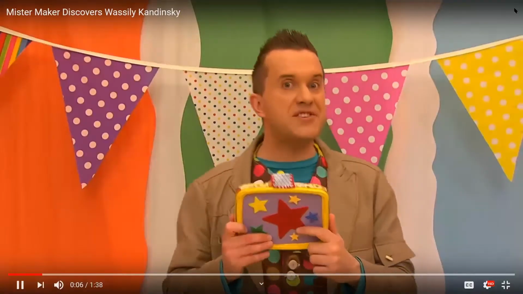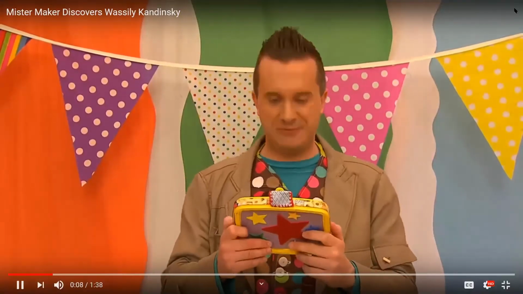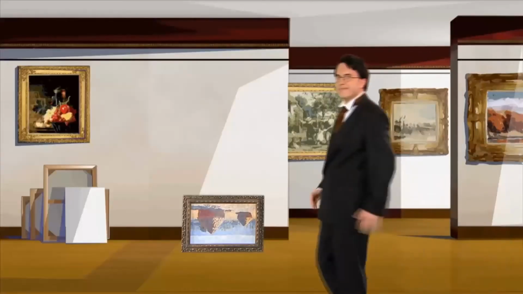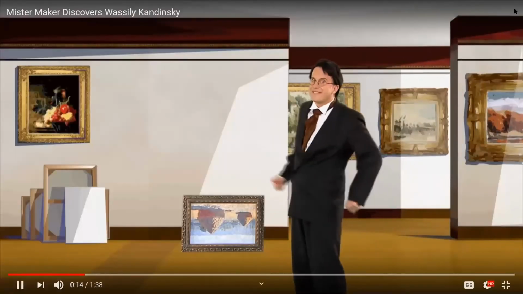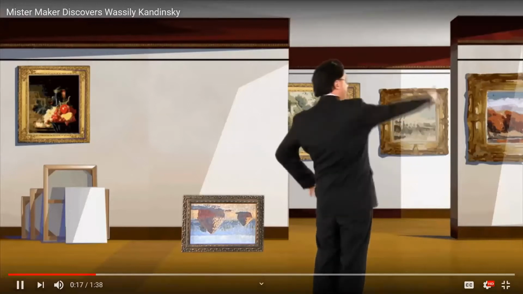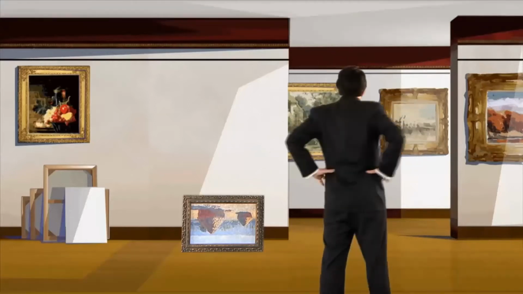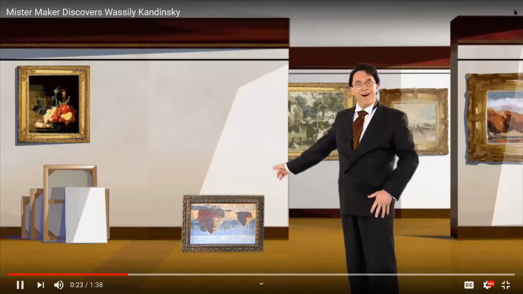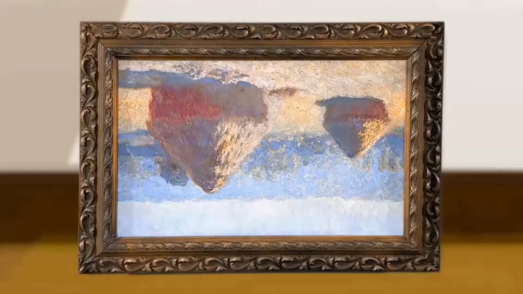Has anyone else ever had any arty ideas with circles? Let's find out. Wassily Kandinsky was a famous artist. Some people think that one day, whilst walking through a gallery, he saw an unusual painting. He thought it was incredible, and he loved the shapes in it. Taking a closer look, he realized it was an upside-down painting leaning against the wall.